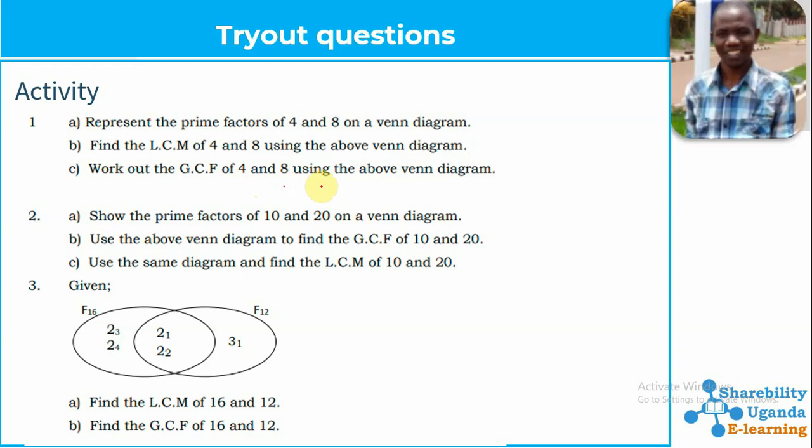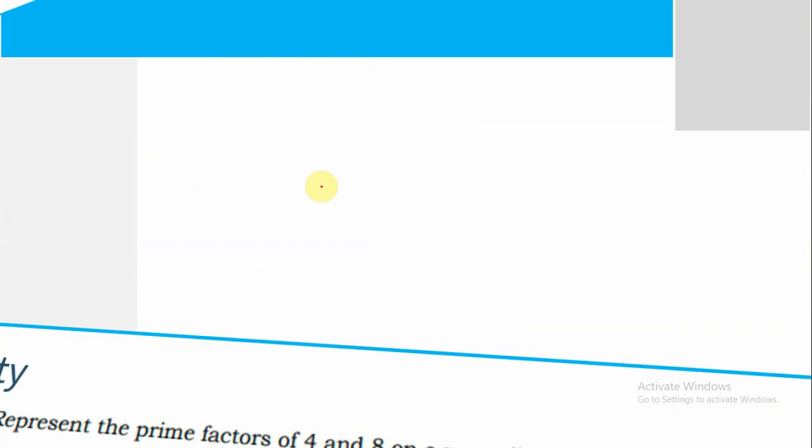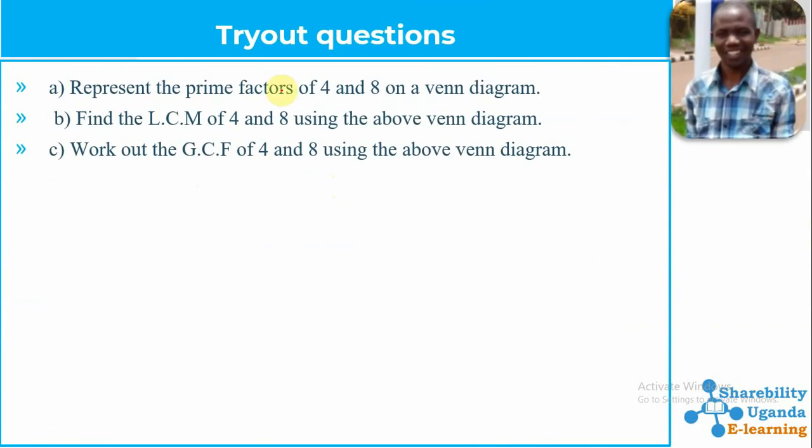on a Venn diagram. First of all, for us to be able to attempt these questions, this is our question 1, let me write it, 1A. We are going to represent the prime factors of 4 and 8. So here is going to be our solution.